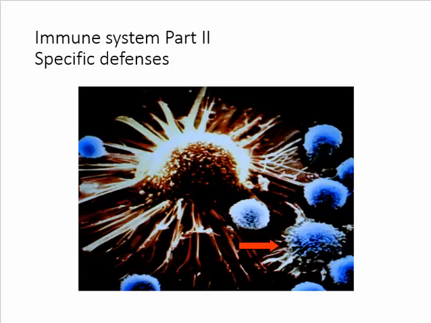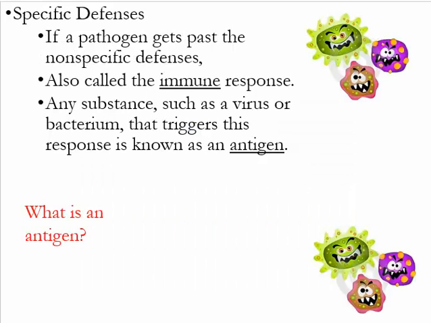Okay, this is the immune system part 2, and we'll be talking about specific defenses. In part 1, we talked about the nonspecific defenses. So when we're talking about specific defenses, this is usually what occurs when the pathogen gets past the nonspecific defense. Like it gets past your skin, and the inflammatory response may not take care of it. Another name for specific defenses is the immune response.